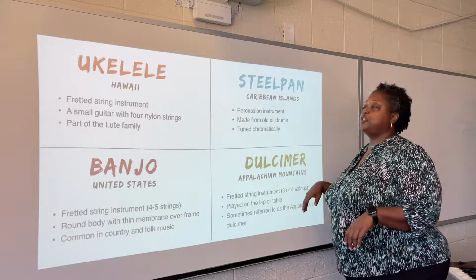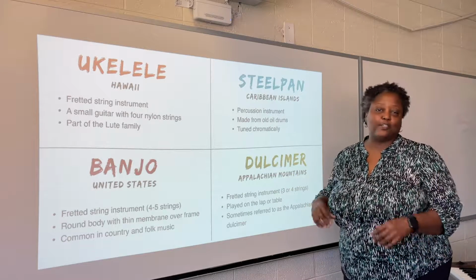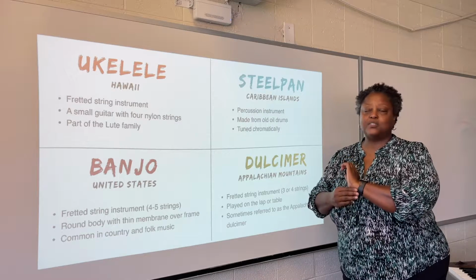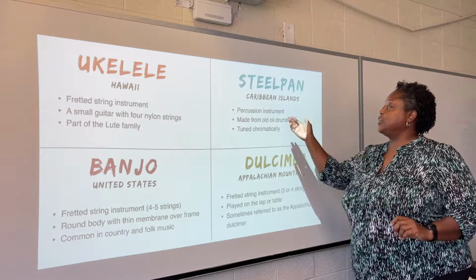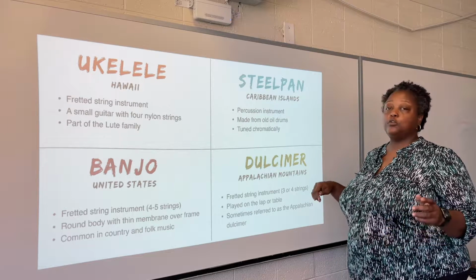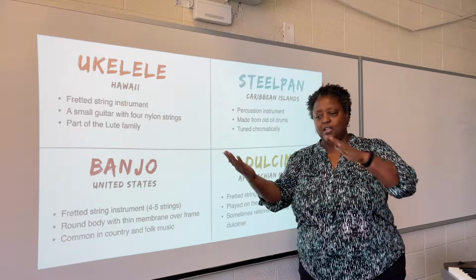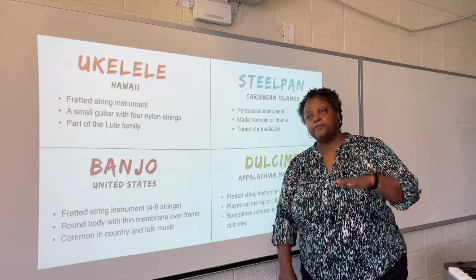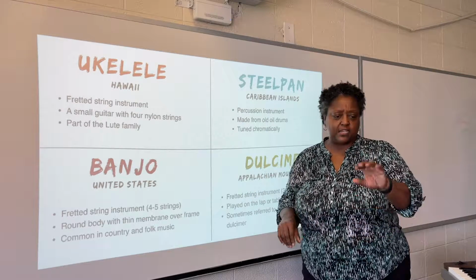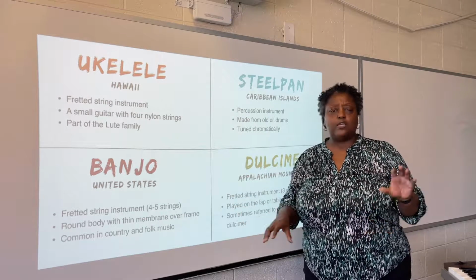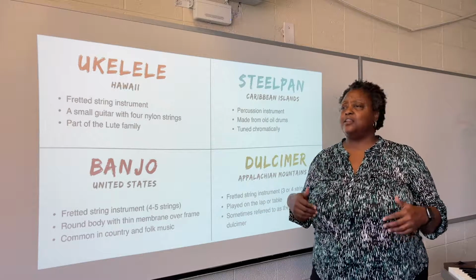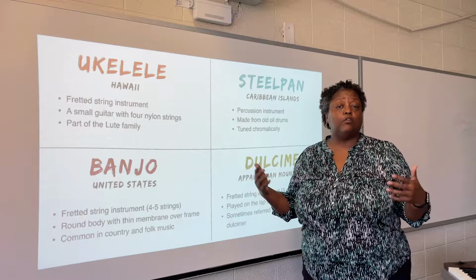Oh, steel pans, I love steel pans. If you've been to any island, especially a Caribbean island, you will hear steel pans, especially in Jamaica and the Bahamas and things of that sort. These are percussion instruments. They're made from old oil drums, and they're tuned chromatically. They cut the top part off, and then they have these little sections where this pitch is B, this pitch is G, and this pitch is E, or whatever. Shell looking. Oh yeah, it looked like a turtle shell. And it's very common in Caribbean islands.